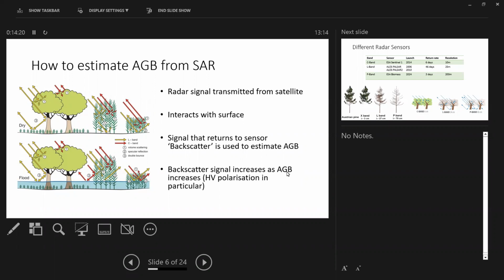And the thing we're particularly interested in for mapping the biomass is this double bounce. So it hits a tree, which hits the ground, which returns to the satellite. And that happens a lot in forests because we have lots of trunks.